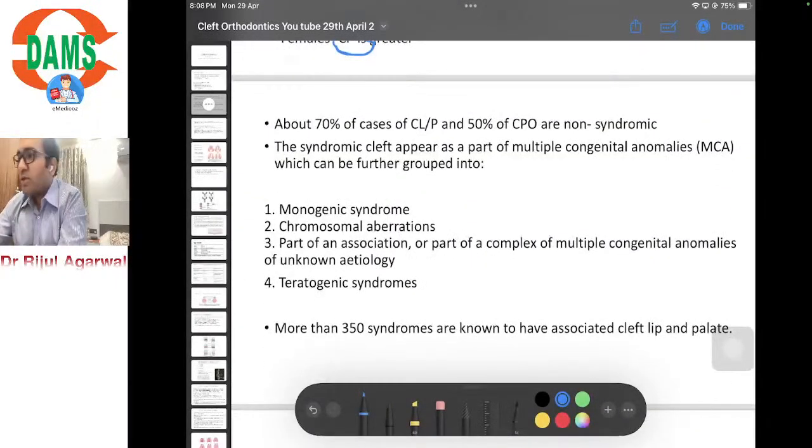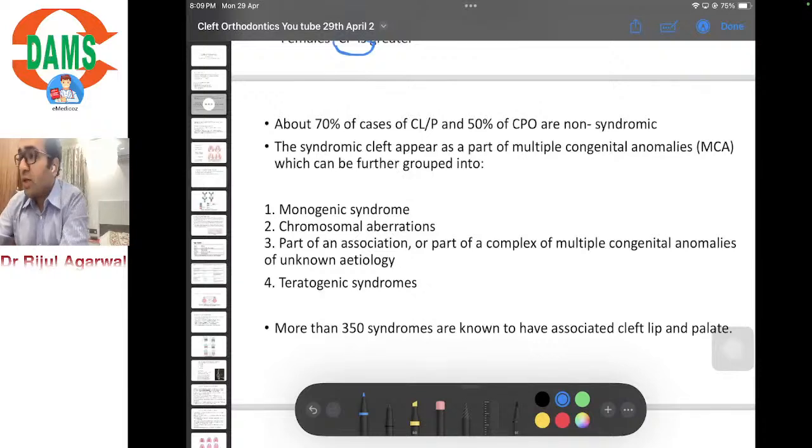Proceeding further, about 70% of the cases of cleft lip and palate and 50% of cleft palate alone are non-syndromic in nature, whereas the ones which are syndromic appear as part of multiple congenital anomalies, which can be grouped into monogenic syndromes, chromosomal aberrations, association or complex of multiple congenital anomalies of unknown etiology, and teratogenic syndromes. Teratogenic syndromes, as we all know, occur due to the intake of teratogens during the gestation period.